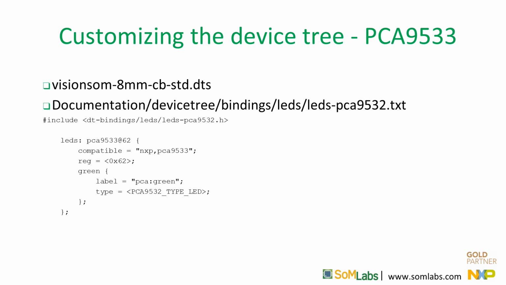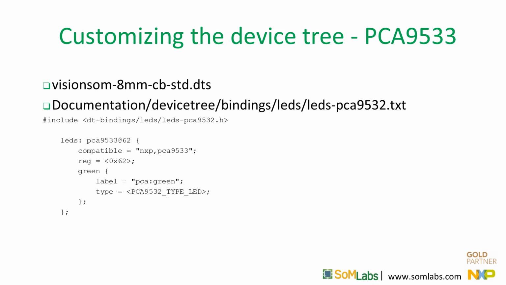Subsequent sections, here called green, red and blue. On the slide only the green section is shown. The remaining sections are of course in the patch, and they define the type of the output and the name under which it will be visible in the file system. Additionally, in the device tree file, we also need to add the LEDs PCA9532H header due to the macro used in the red, green, blue sections.